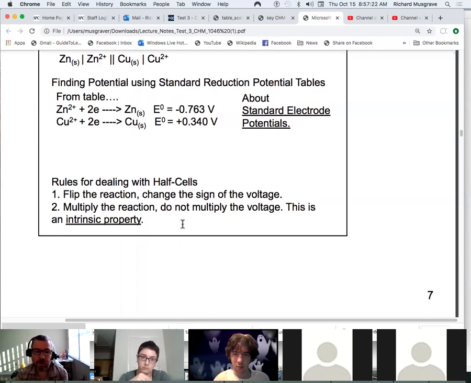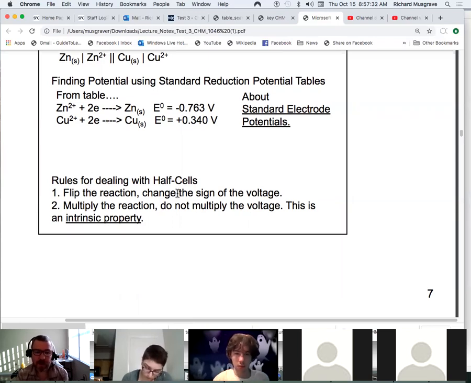So these are the rules that we have for dealing with half cells. And these are called half cells because they're each one half of the cell. If I flip the reaction, I change the sign of the voltage. So if I was to flip this zinc reaction here, it would be negative 0.763 as it is here, but if I flip it, it becomes positive 0.763. And this one's important because it's not very intuitive: if I multiply the reaction, I don't multiply the voltage. That's because voltage is what we call an intrinsic property.